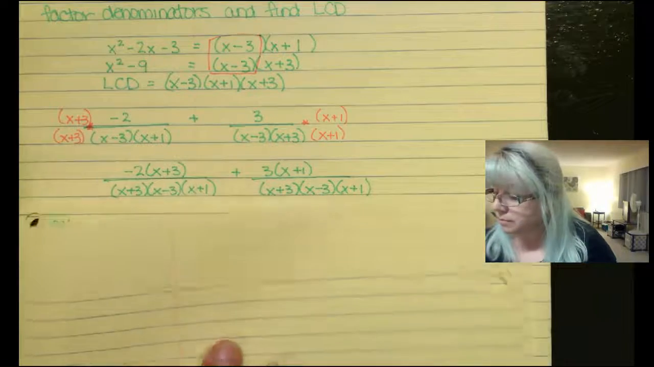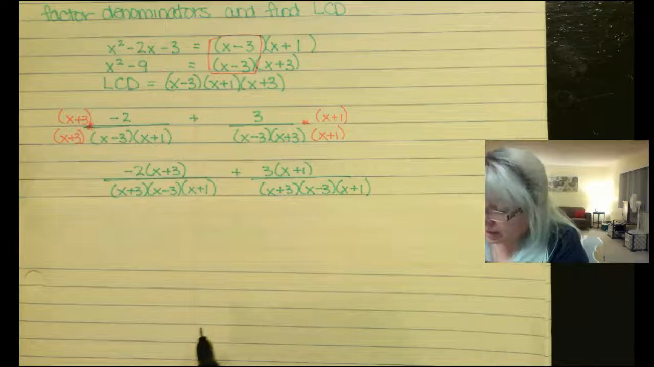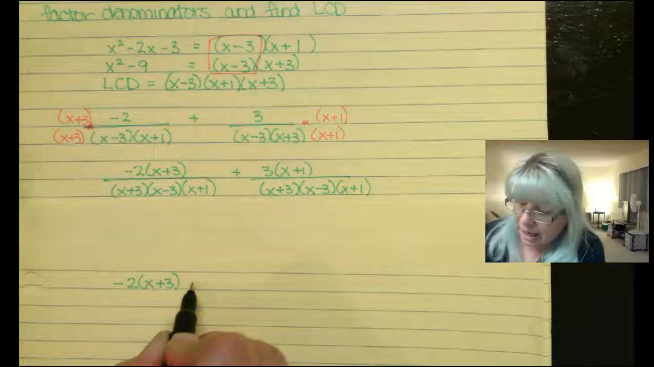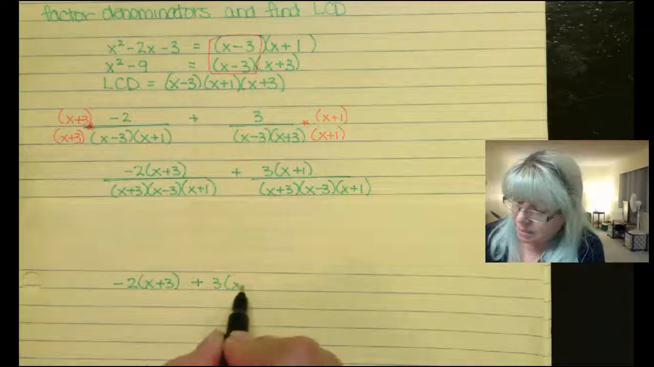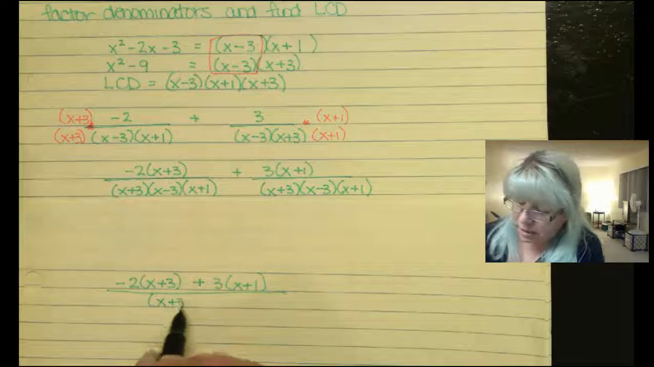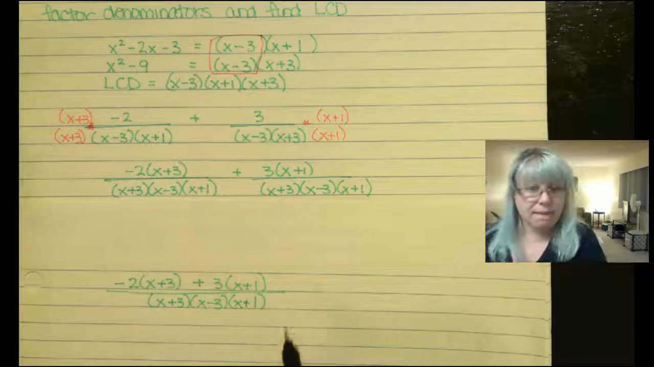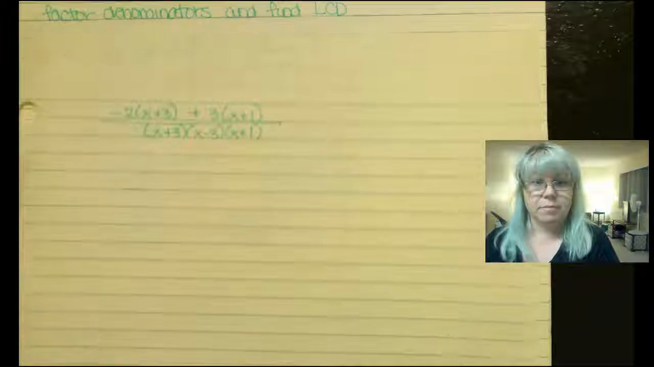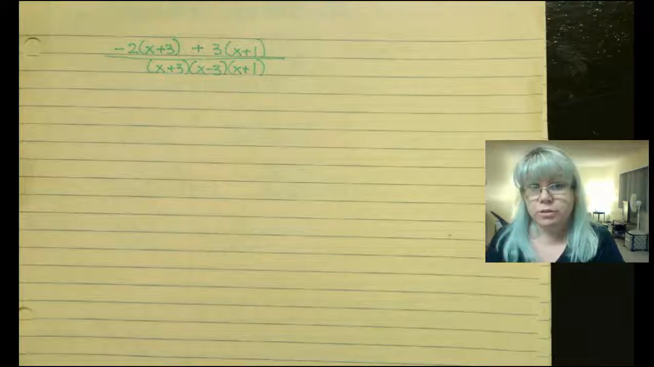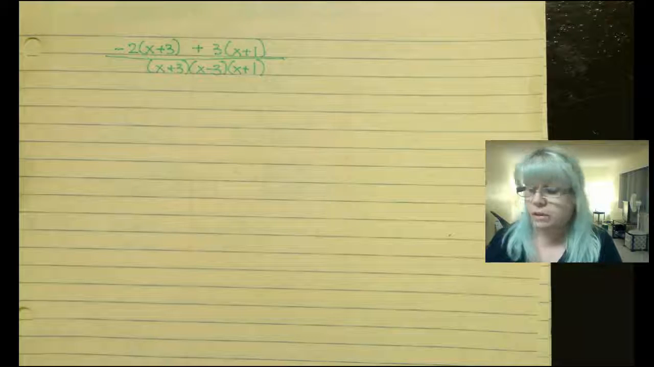Running out of room here. Okay, so let me transfer it over to a new page really quickly. -2 x plus 3 plus 3 x plus 1 all over x plus 3, x minus 3, x plus 1. Go ahead and move that up some. Okay. I'm going to leave the denominator alone from now on. I'm going to go ahead and leave it in its factors, but I can simplify the numerator a little bit.